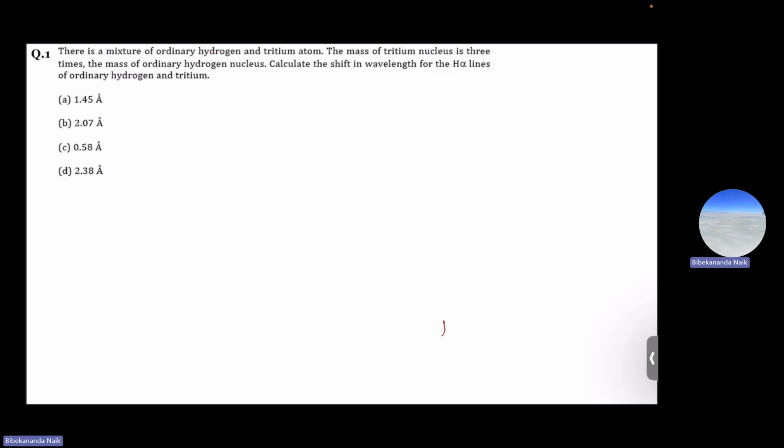Basically, the question says that there is a mixture of ordinary hydrogen and tritium. For ordinary hydrogen the mass is 1, but for tritium the mass is 3 times. Then we need to find the shift in wavelength of the H alpha line for ordinary hydrogen and tritium. What will be the shift between the H alpha lines of the ordinary hydrogen atom and the tritium atom? Why will the shift occur? The shift will occur due to the change in mass, and where the mass comes in, we will discuss. But first, I will let you solve this question, and then we will discuss in more detail.